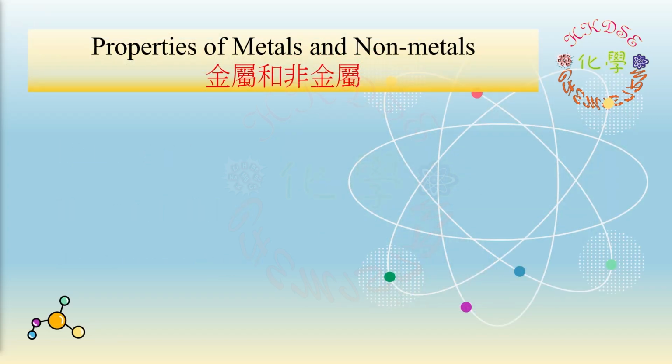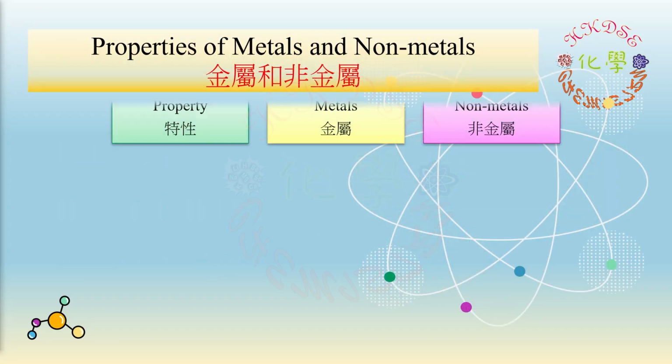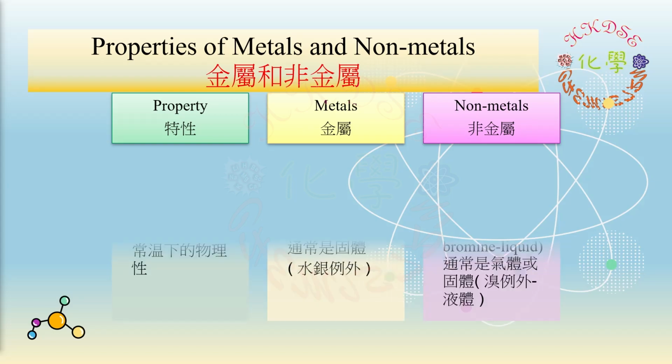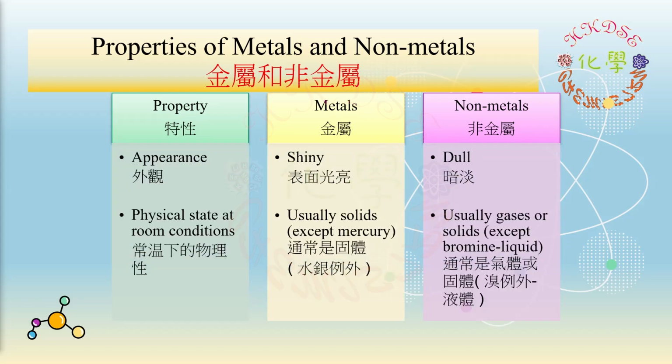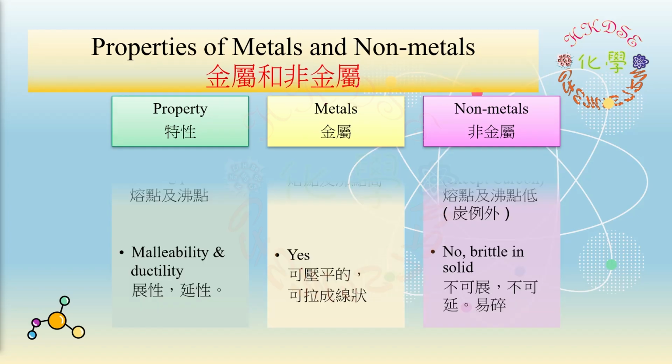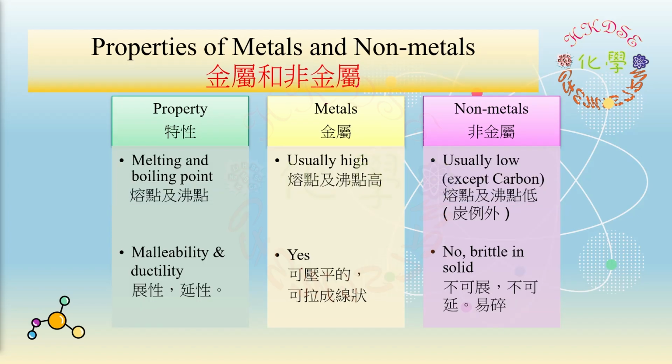Some typical differences in physical properties of metals and non-metals. Appearance: the surface of a metal is shiny, non-metals are dull. Physical state at room temperature: metals are almost all solids, except mercury, which is liquid. Non-metals usually are gases or solids, except bromine, which is liquid. The melting point and boiling point of metals are usually high. The melting point and boiling point of non-metals are usually low.